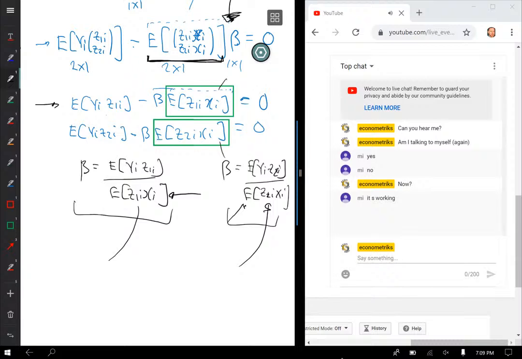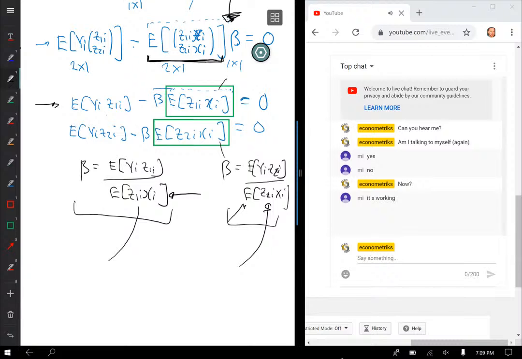Really what GMM does, when you've got more moments than parameters, is take a weighted average of these estimates, and it chooses the weights to make the estimate as efficient as possible. We won't dwell on that now, but so long as the rank condition holds, there'll be one unique solution, and now you've got multiple equations with which to pin down beta. So you can choose an optimal weighted average of them to get the most efficient estimate you can.